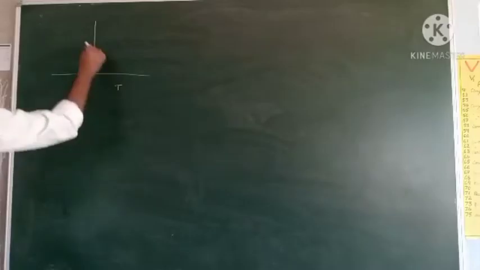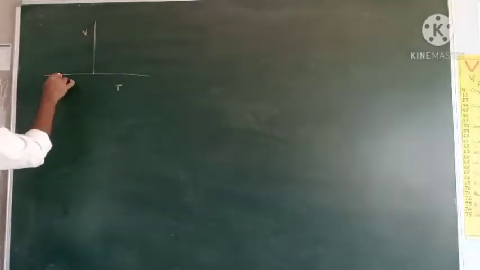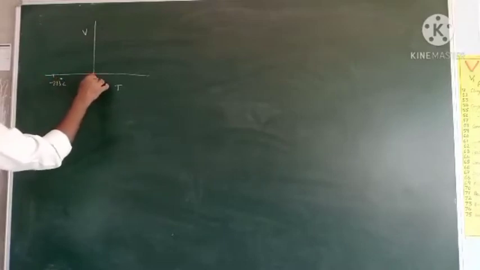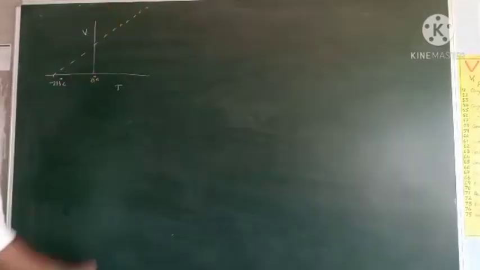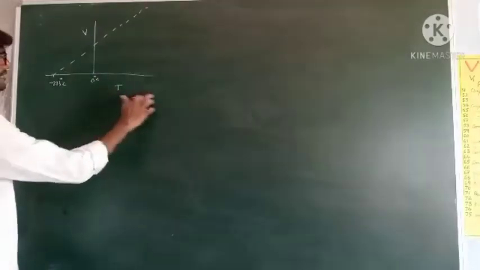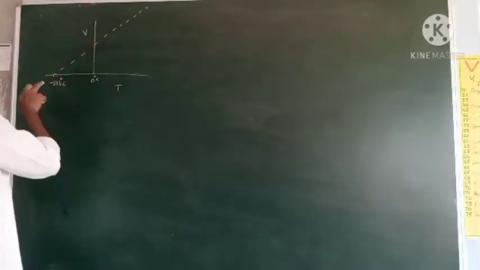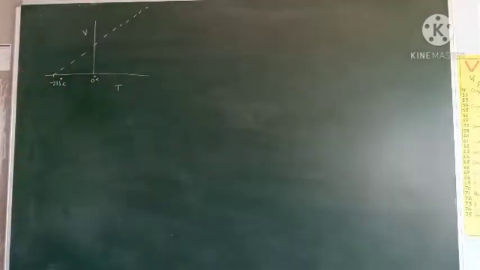This is temperature. This is volume. This one is minus 273 degree centigrade. This is 0 degree centigrade. This is the graph, because if temperature increases, volume also increases. But it starts from minus 273 degree centigrade.